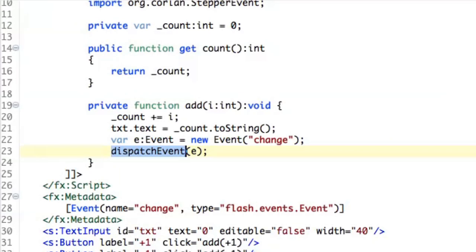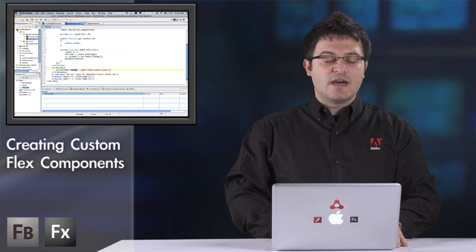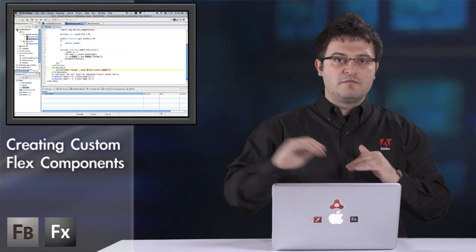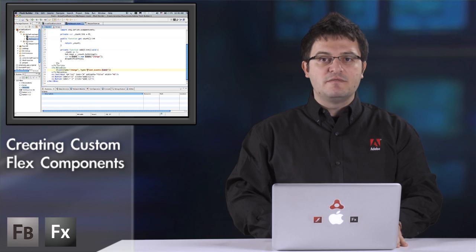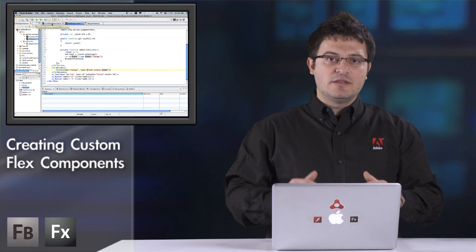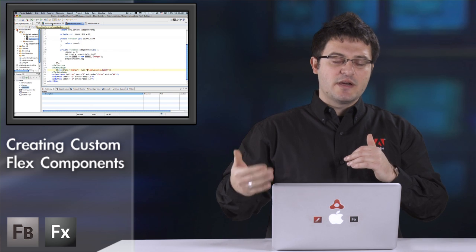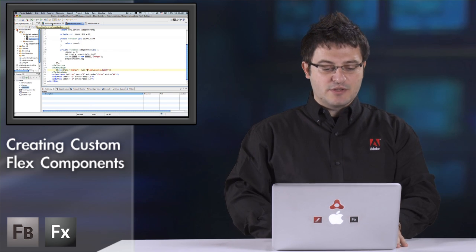Also notice that I have a metadata tag in my custom component. By adding this metadata and specifying the event name, which is change, and the event type, the class that will be used when my component throws an event, which is flash.events.Event, I get code completion, and also I'm telling the Flex compiler what events my custom component is able to broadcast.